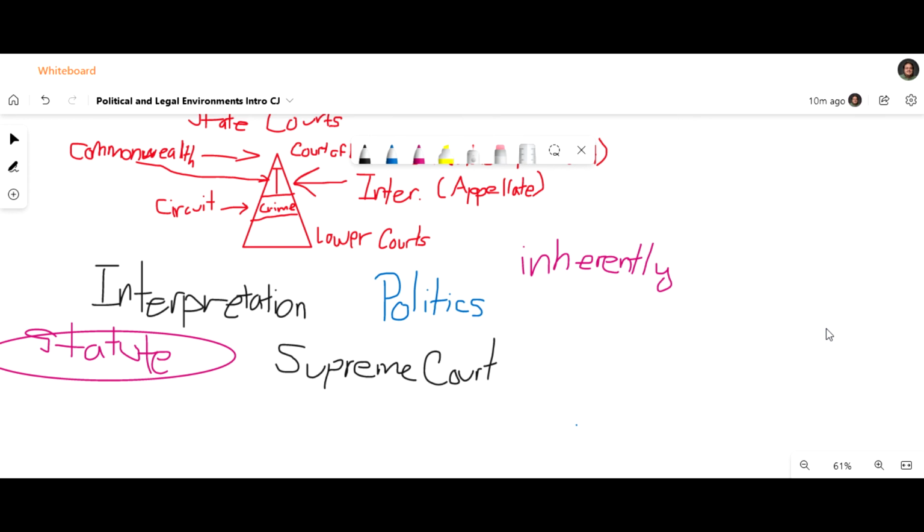Activism is what we have with the Roe v. Wade. Supreme Court goes, you know what, this isn't okay. This is not a constitutional right. We're going to go back. All right.